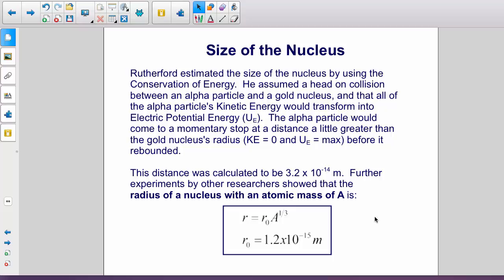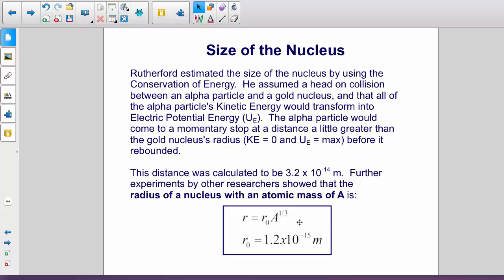At the point of closest approach, that is, at the radius of the nucleus, all of the kinetic energy would be transformed into electrical potential energy. Taking advantage of that, he was able to calculate the distance to be 3.2 times 10 to the negative 14 meters. Additional experiments by other researchers generalized the radius of a nucleus for that of any nucleus based on its atomic mass. The result was the following formula.